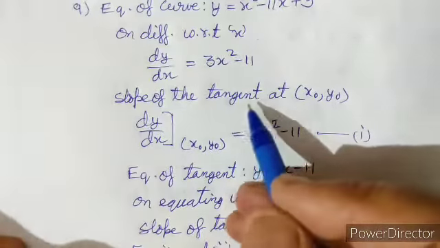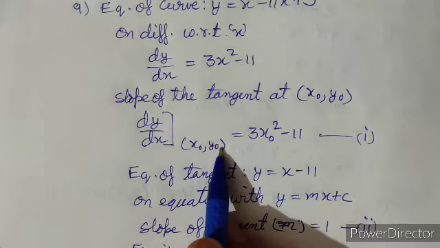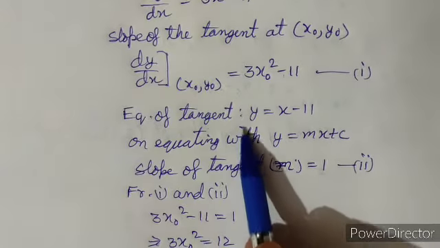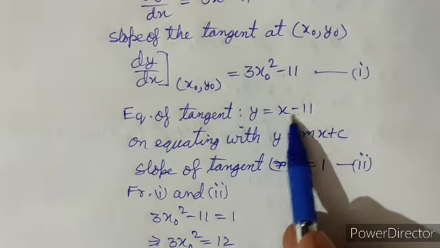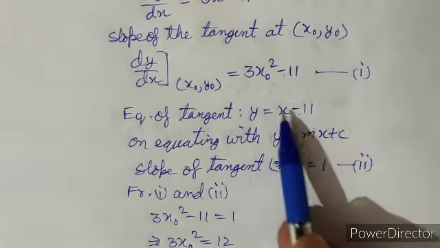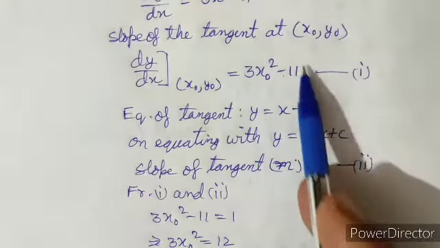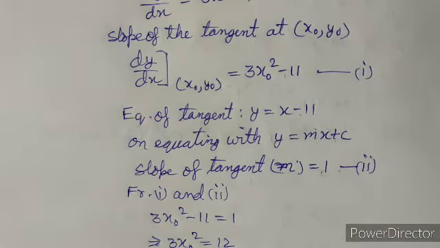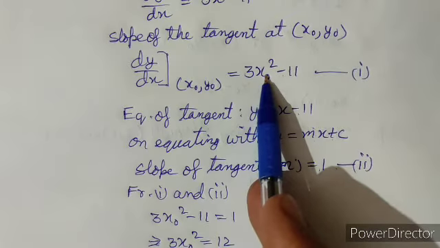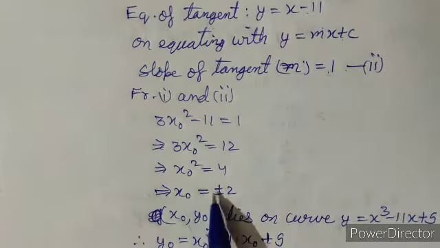Now the slope of the tangent at (x0, y0) is given by dy/dx at (x0, y0), and that will be 3x² - 11. Now the equation of the tangent is y = x - 11. On comparing with y = mx + c, the slope of the tangent m will be equal to 1. Now both are the slope of the tangent, so we can say 3x² - 11 will be equal to 1, and that will give us x0 as ±2.